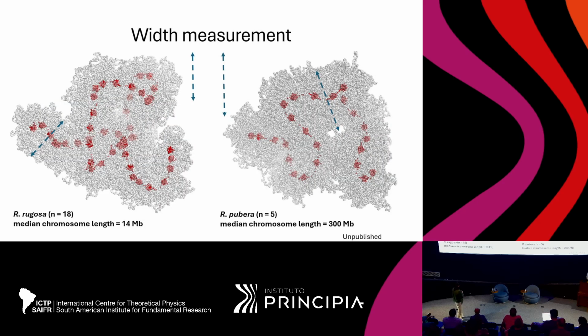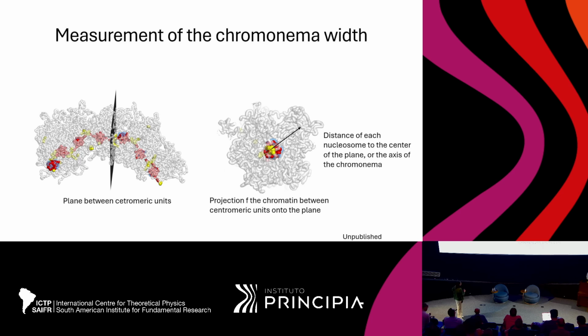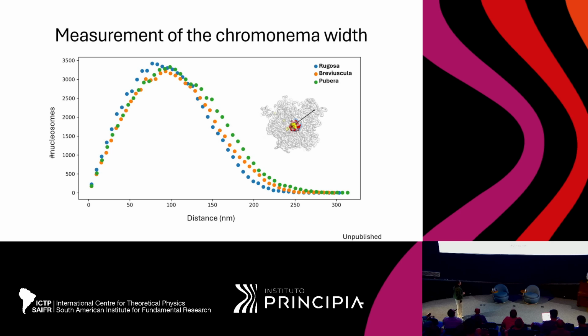And what I did was try to measure the width of this chromonema structure for these different models that I had, but it's not as simple as looking at the microscope and just taking this measurement by eye. So I tried to establish a plane that would be perpendicular, normal to the line between each centromeric region, and then measure the density of nucleosomes around it. And what I ended up having was something like this. So this would be the density of nucleosomes around the axis of the chromonema for these different models. And the place where I have the highest density is different for every model. So I have 5 nanometers difference, more or less, between each model.